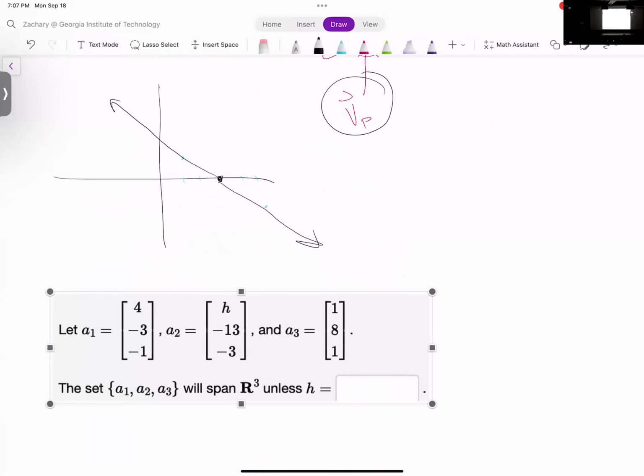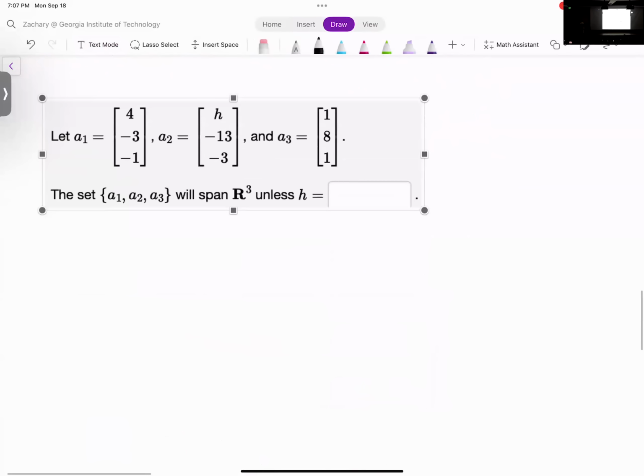So what this question is asking is it gives you three vectors and it says the set of these will span all of R3 unless H equals. So when do we span all of R3? How many pivots do I have to have? Three. Okay. So I have two vectors. Spoiler alert, they're both going to be pivots.